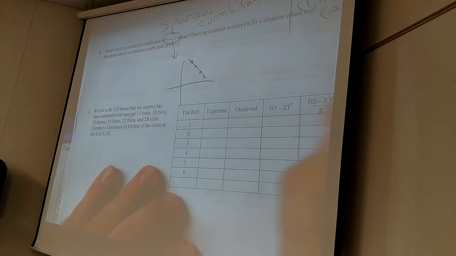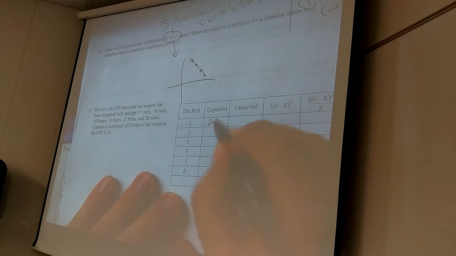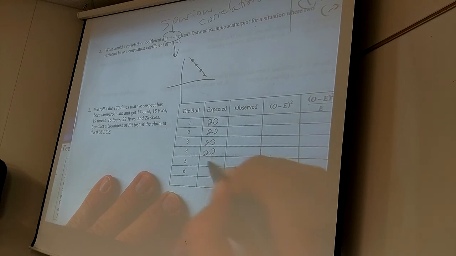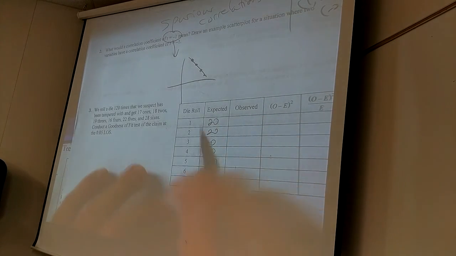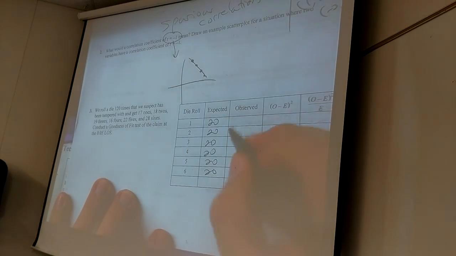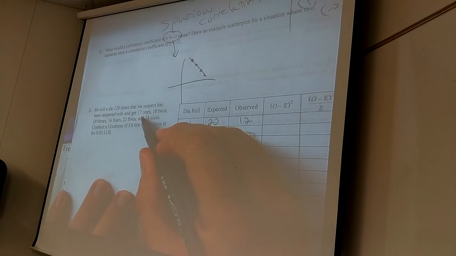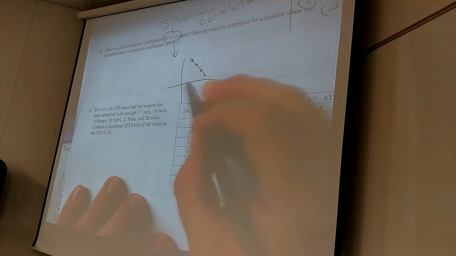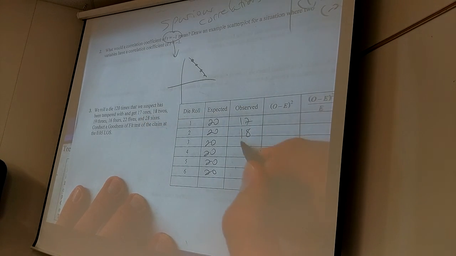Second thing is, this expected should be 20s. Observed is exactly what it says. It's what we saw. What did we actually see? 17 ones. This is not expected. This is what we saw. 18 twos, 19 threes, 16, 22, 28.